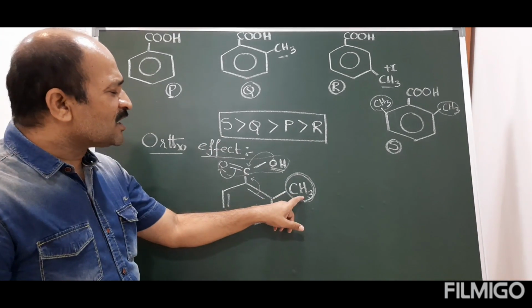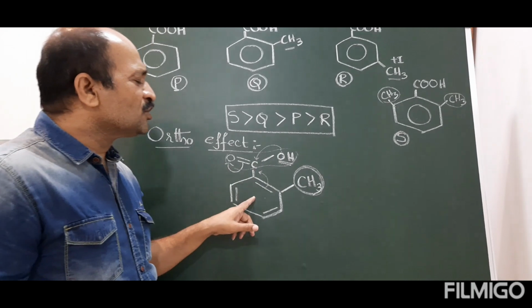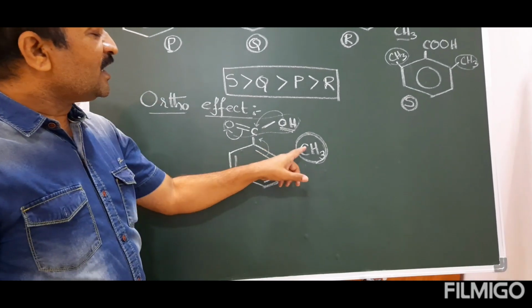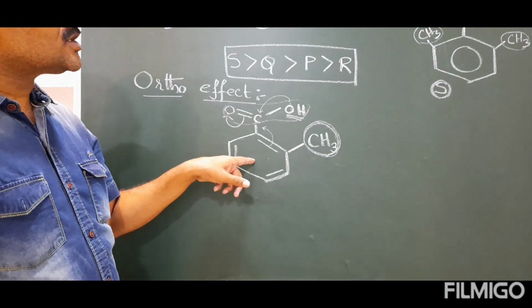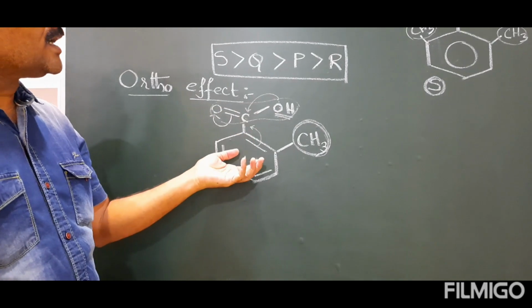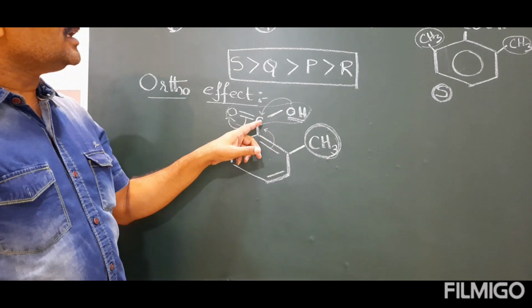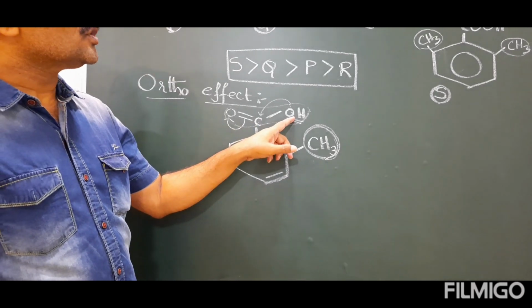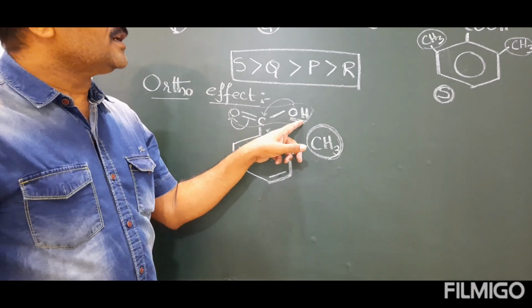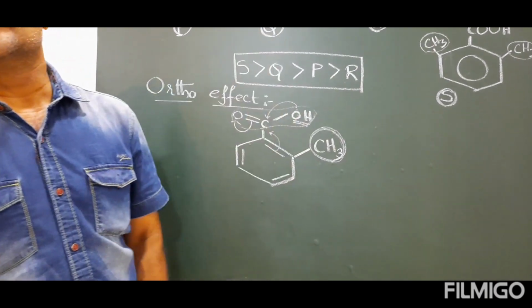It will disrupt the planarity of the COOH group with the phenyl ring. Whenever this planarity is disturbed, this COOH group is unable to drag the electron density from the phenyl ring, so it automatically drags the electron density from the OH group. As a result, its polarity increases and acidic strength increases.